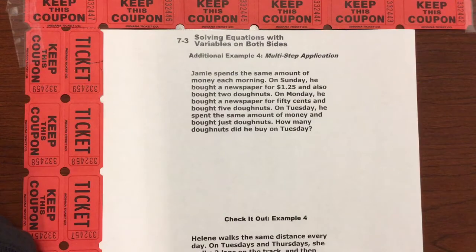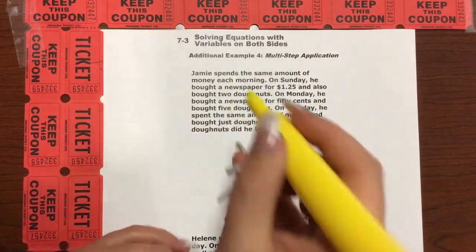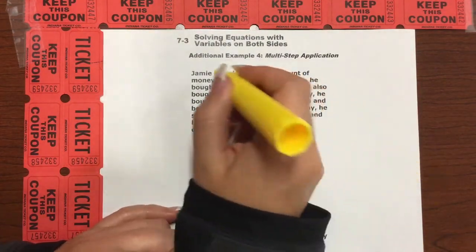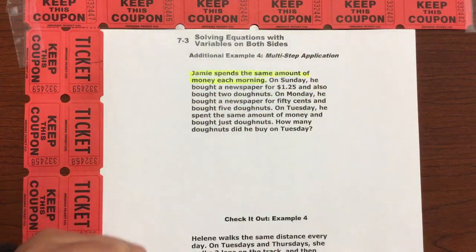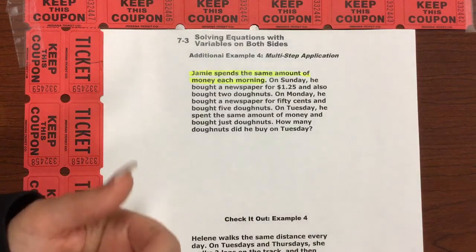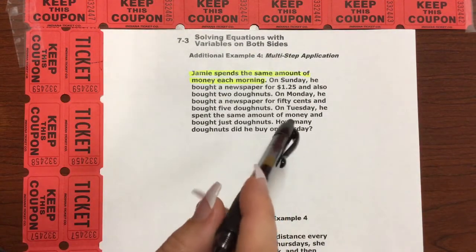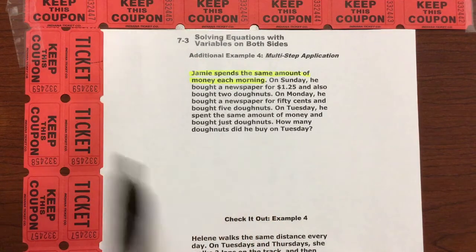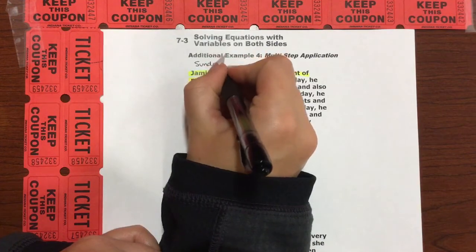So let's go ahead and just take this one sentence at a time. The first thing it says is Jamie spends the same amount of money each morning. Now, what exactly does that mean? Well, what were the mornings? There was Sunday, Monday, Tuesday. So basically that means Sunday he spent the same thing.